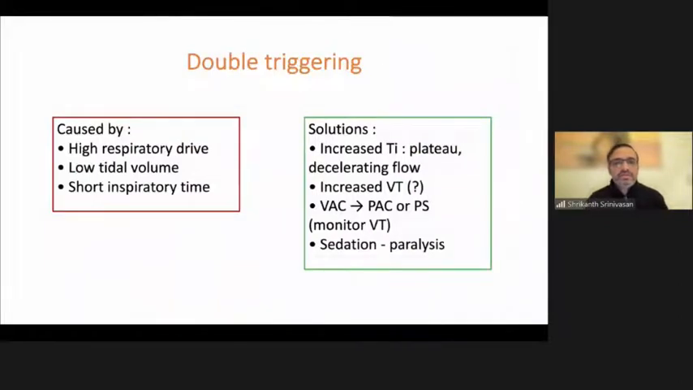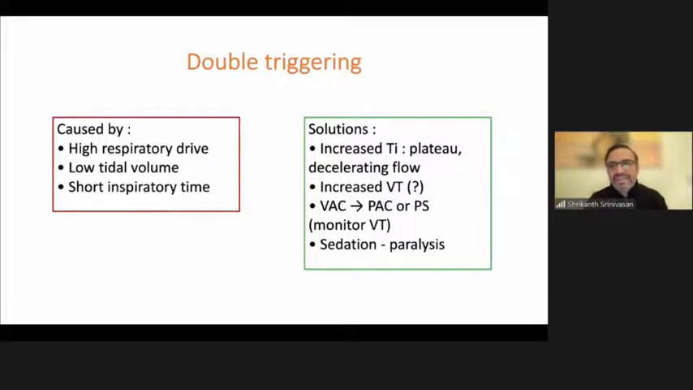Right. So in a nutshell, double triggering is caused by high drives, low tidal volume, and short inspiratory time. Solution: increase the inspiratory time. When we talk about increasing the inspiratory time, we can shift from a volume control to a pressure control mode. Why? Because pressure control has a decelerating flow pattern. Invariably, the inspiratory time in a pressure control mode is slightly longer than that of volume control.